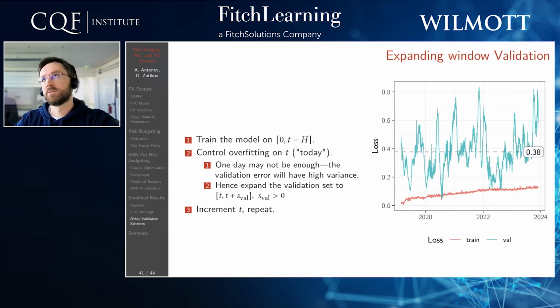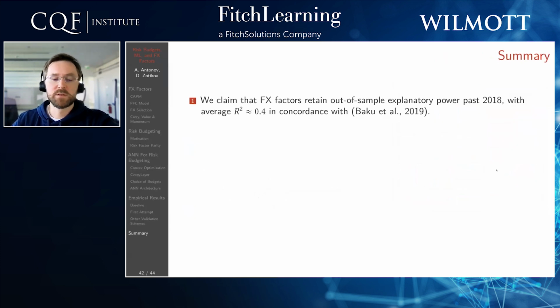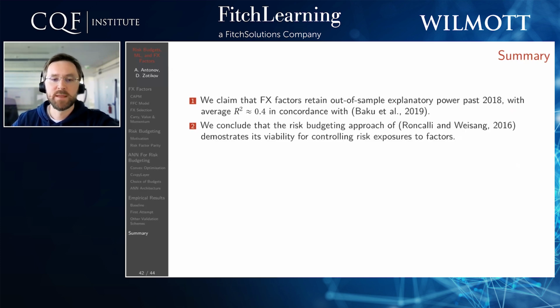So yeah, we have to conclude that the improvement in performance is unfortunately only marginal in this setup, although the whole machinery kind of works. So, the summary for the entire presentation, I'll read it to you. First of all, we claim that FX factors retain out-of-sample explanatory power past 2018, with average R squared at about 0.4, in concordance with figures reported in the literature. We also conclude that the risk budgeting approach of Roncalli demonstrates its viability for controlling risk exposure to factors.